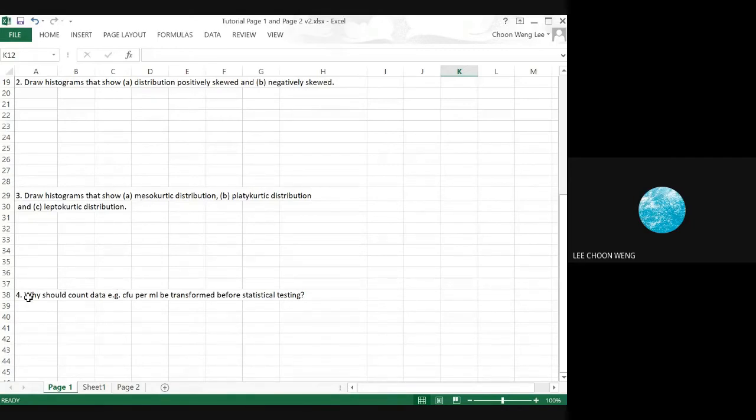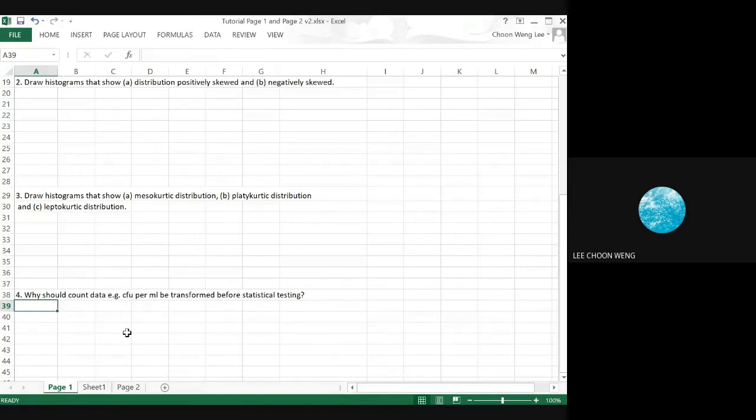So this question: why should count data be transformed before statistical testing? For microbiologists, you'll be collecting a lot of count data. It is always advisable to transform your data before you carry out statistical testing. Why do you think it's so? Parametric statistics assume that the data you are using is in a normal distribution. However, count data is not normal.